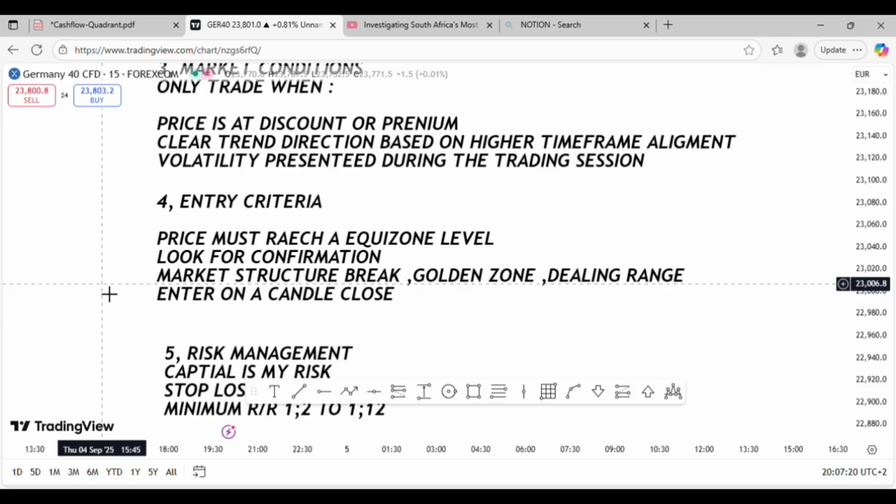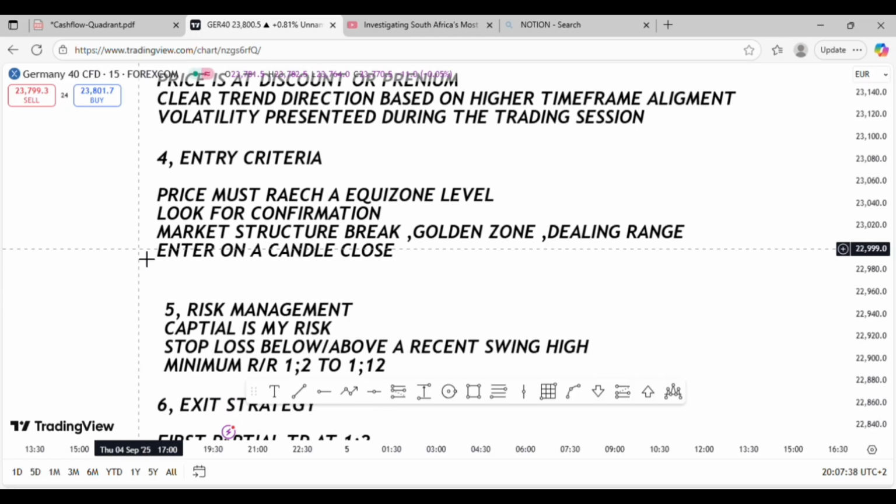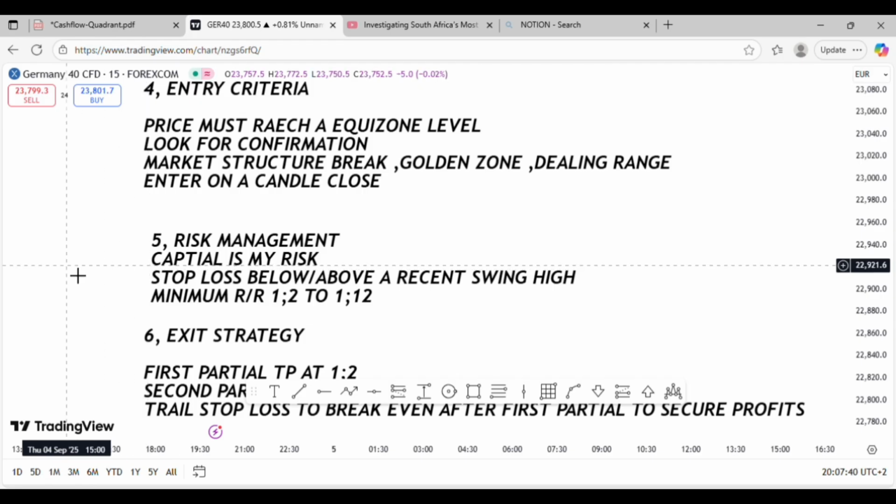And then we are looking for confirmation. Confirmation in this regard is the golden zone tap, your times, dealing range, market structure, and then we simply enter when the market gives you a close of that certain candlestick on that certain time frame that you saw the entry time at. Then number 5, we simply have what we call risk management. Risk management, I promise you guys, 70% of you don't use it.